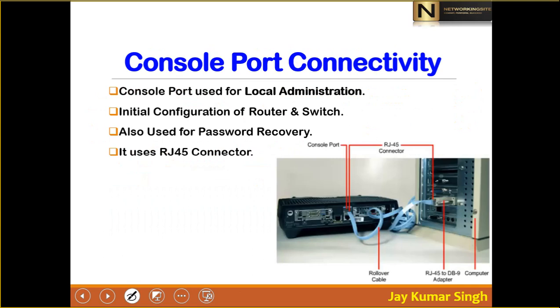Now you will ask, how will we be connecting it? See, this is your router. From the router, the console port is connected with RJ45. It will be like that, and it will come here to the desktop, and on the desktop it will be connected to the COM port, and it is used for local administration. The initial configuration of the router and switch is done by this console cable.